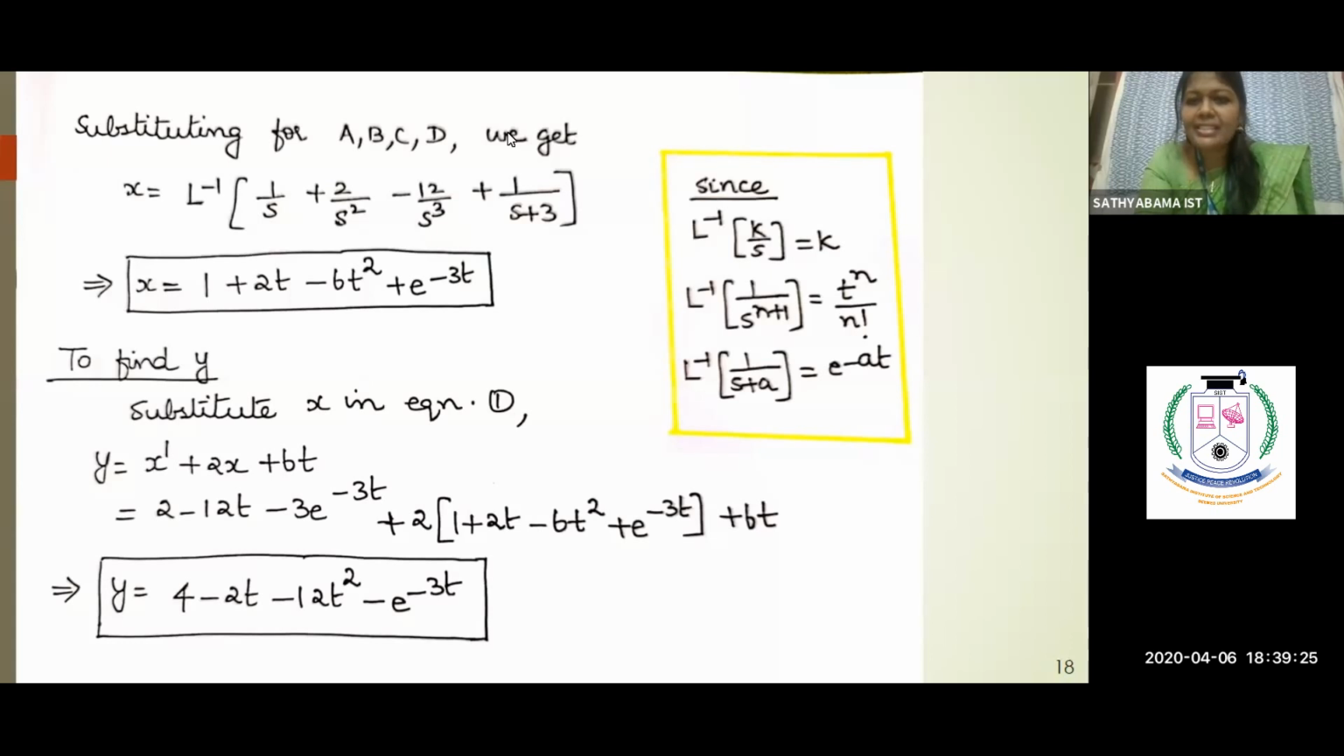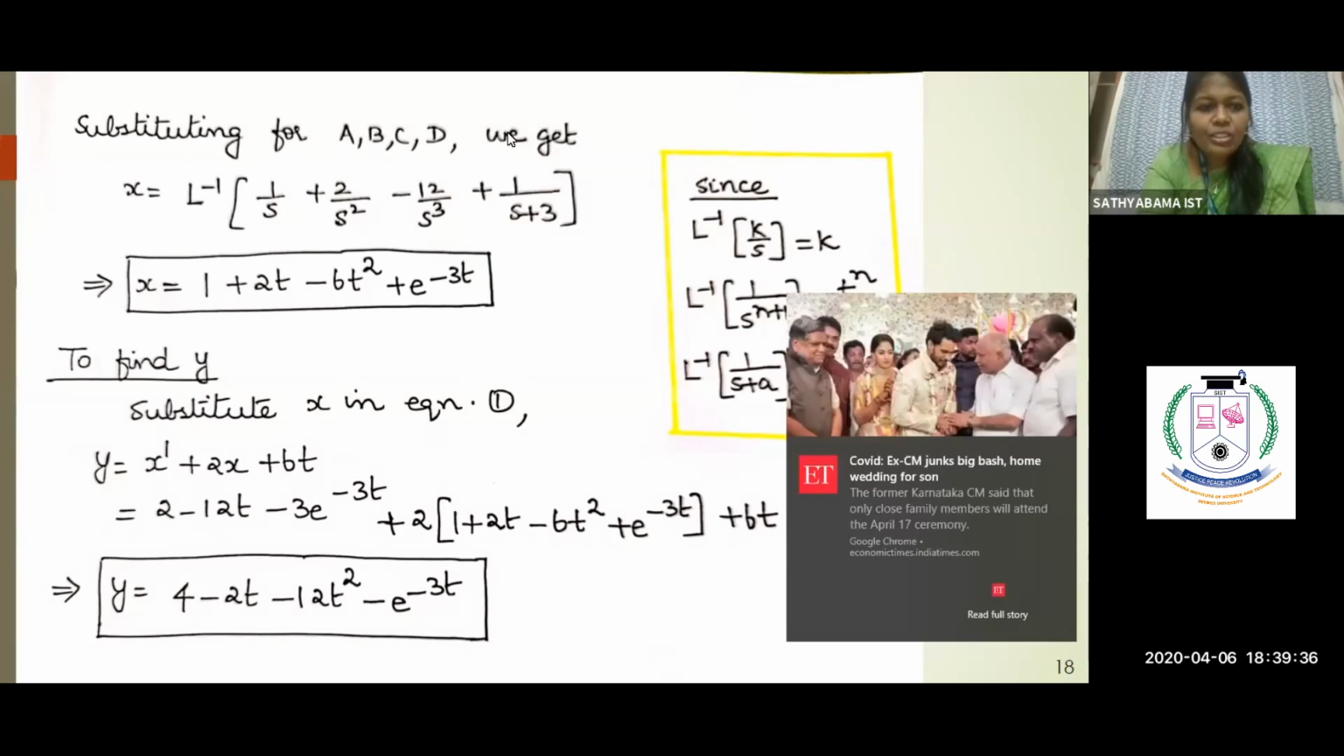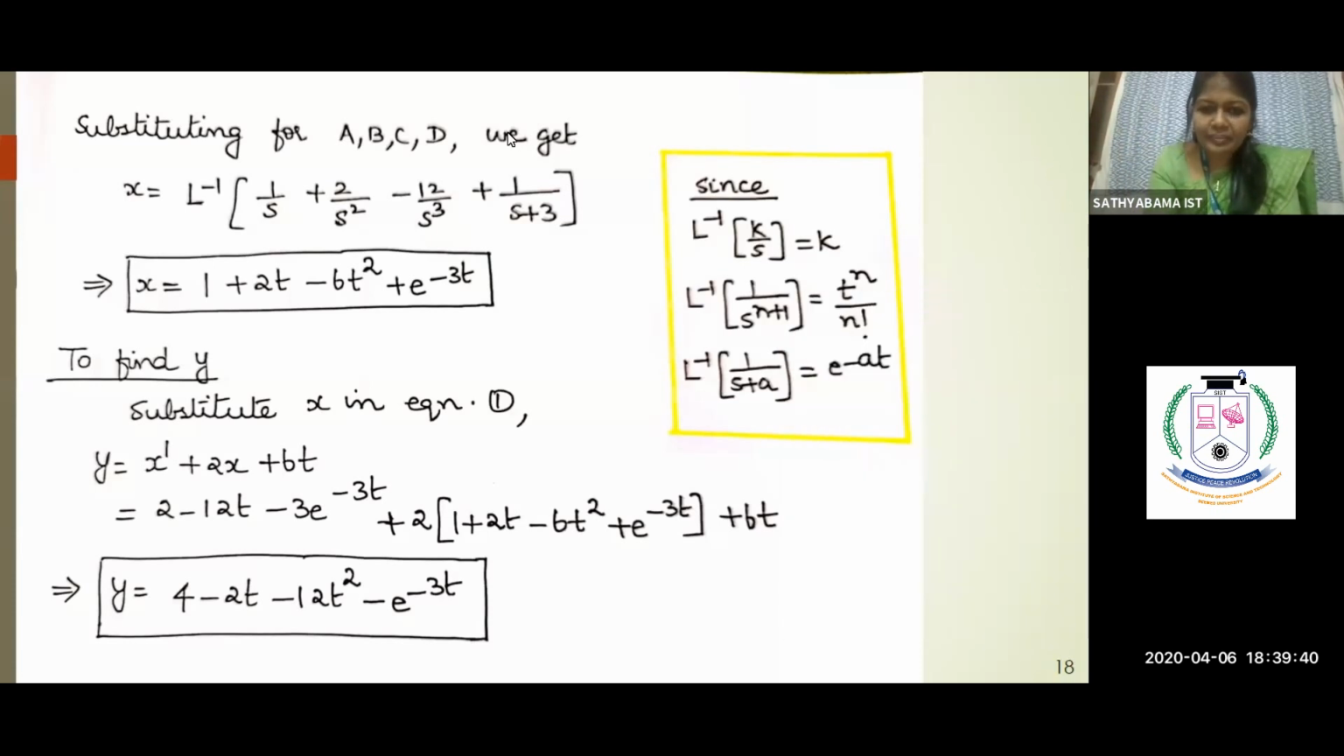So L inverse of 1 by S is 1. Okay. What is L inverse of 2 by S square? So it is 2 into L inverse of 1 by S power n plus 1, which is T power n by n factorial. So L inverse of 1 by S square will be T power 1 by 1 factorial.